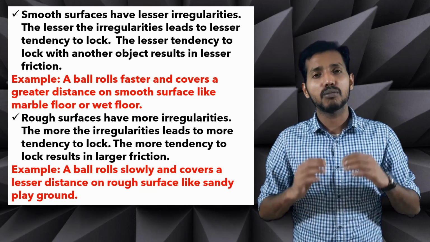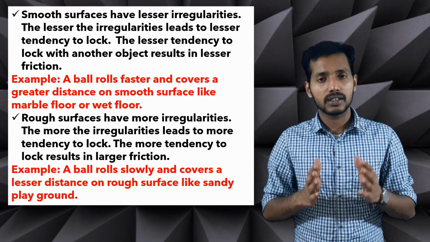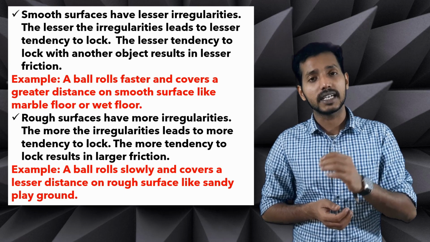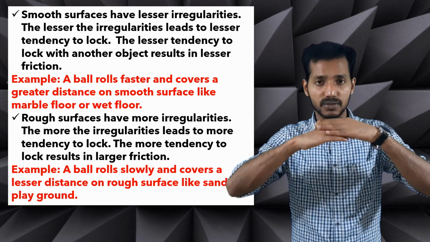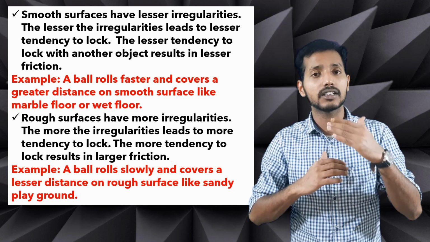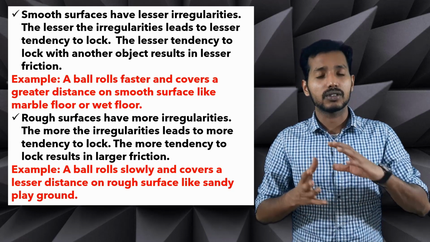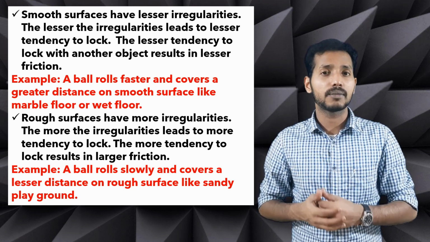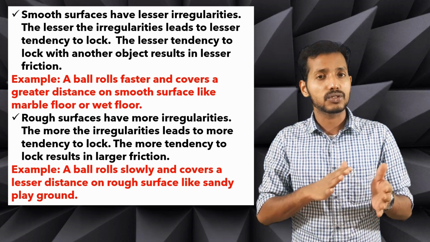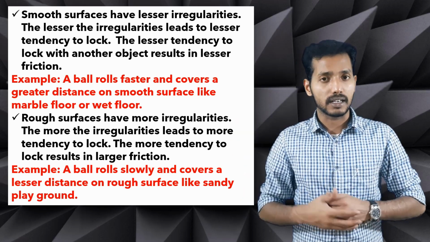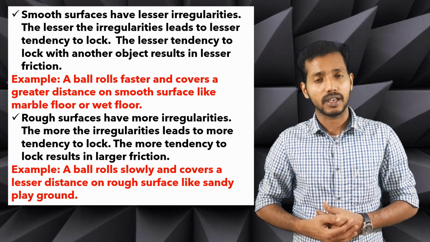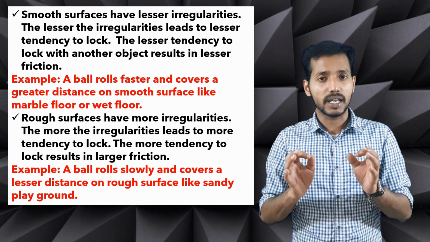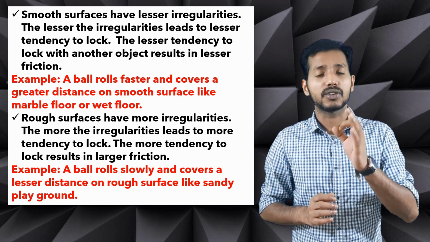Similarly, a rough surface has more irregularities, and these more irregularities on the surface lead to more tendency to lock between the surfaces, which results in greater friction. This is how on a rough surface the friction force will be more. For example, a ball rolls slowly and covers less distance if it moves on a sandy playground. You can observe this. So finally we can conclude that the nature of the surface is the main factor which affects the frictional force.